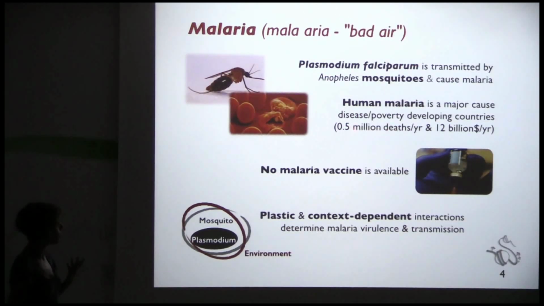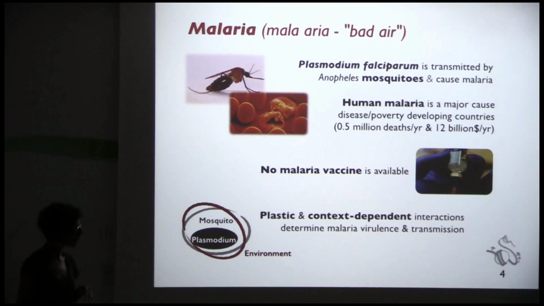It is still causing more than 500,000 deaths a year, and it's also a major cause of poverty, mainly in African countries. At present, there is no effective vaccine, and this is mainly because the interactions between the mosquito and the parasites are very context dependent and are influenced by a number of environmental factors.